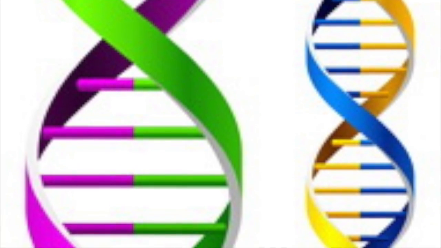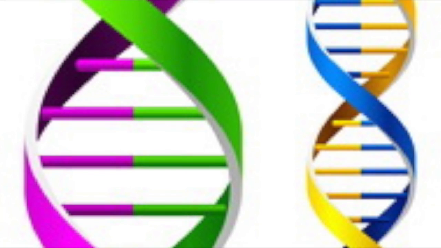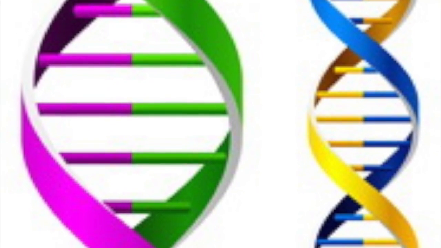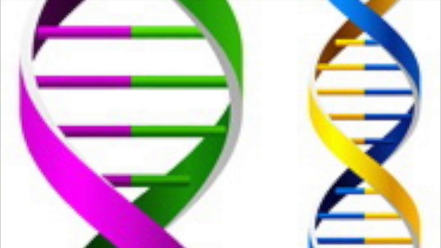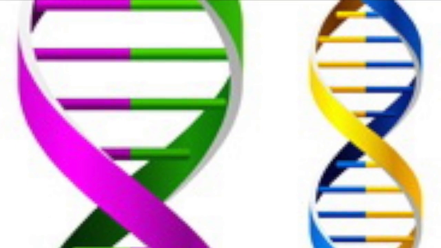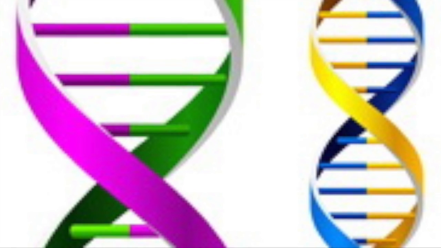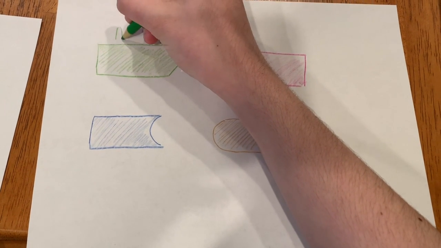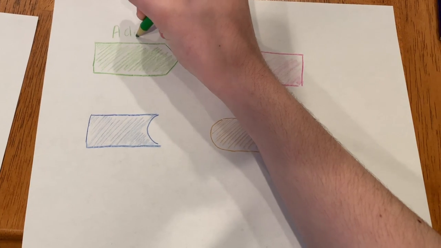The DNA molecule is called a double helix, which looks like a twisted ladder, as you can see in this photo. The upright parts of the ladder are made up of the sugar and phosphate molecules, and the rungs are made up of pairs of nitrogenous bases. There are 4 possible nitrogenous bases.